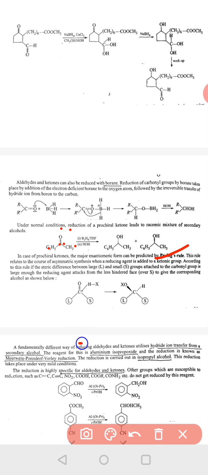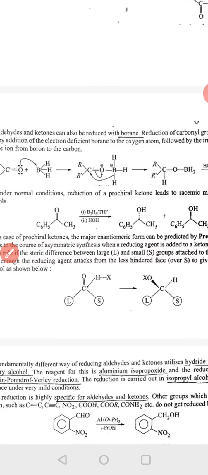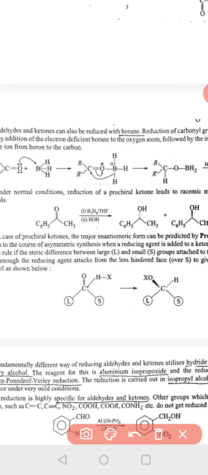Look, the carbon of ketone is attached to 2 different groups. One of the groups is larger than the other group. So in case of pro-chiral ketones, the major enantioform can be predicted.